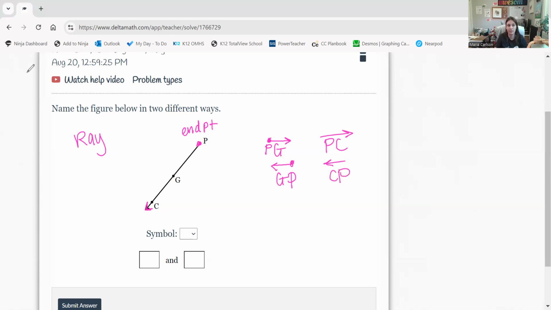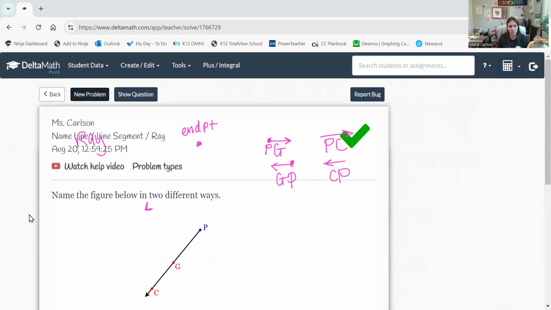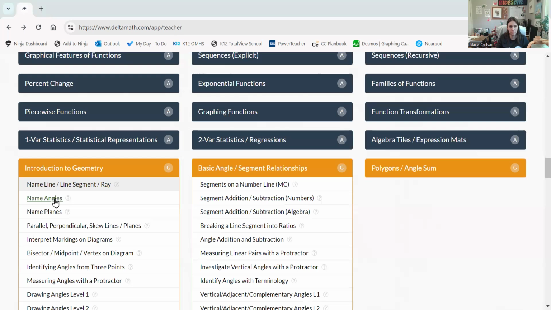So hopefully you recognize the difference. They're kind of flipped where that endpoint is. I'm going to do the endpoint pointing to the right because that's the way I prefer it. So, not the endpoint, the arrow pointing to the right. And make sure you use capitals. So PG and PC are our two options, since the arrow has to be going to the right in both options. All right, let's look at another type of problem.